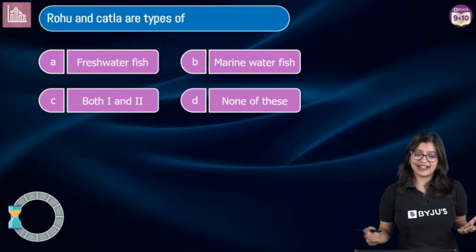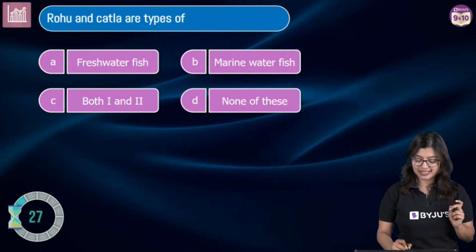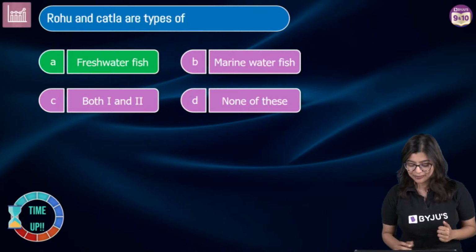Now this right here is very simple and easy. The timer has started. You can pause this video to give me the answer. But we know that both are examples of freshwater fishes, right?